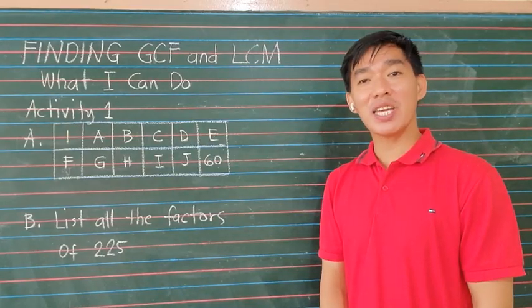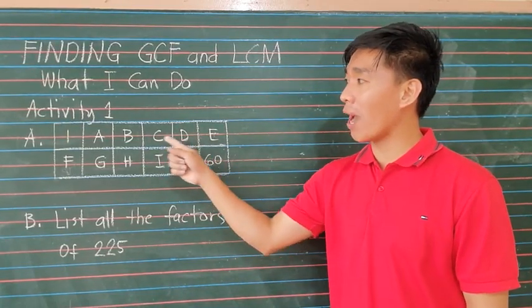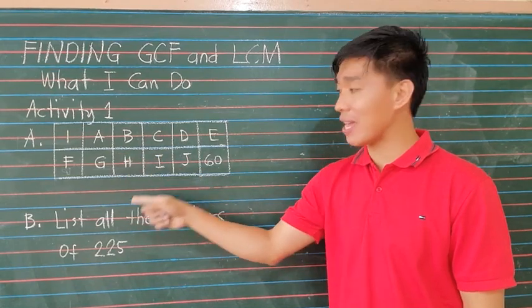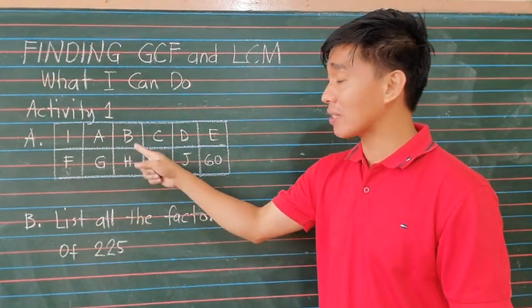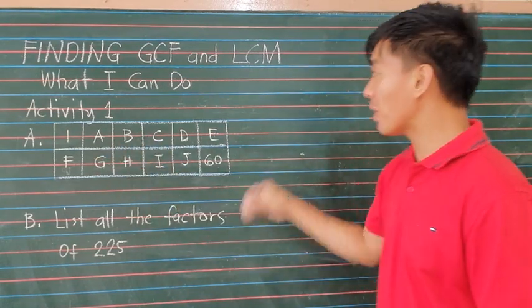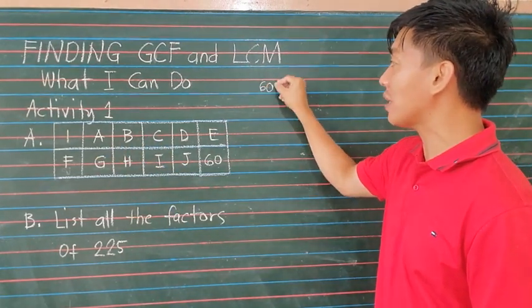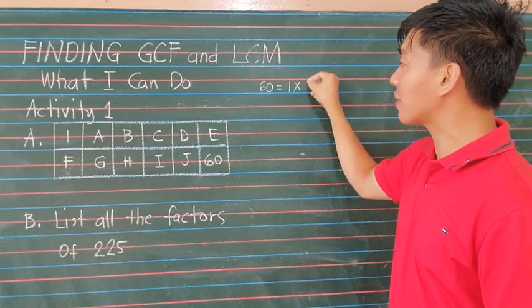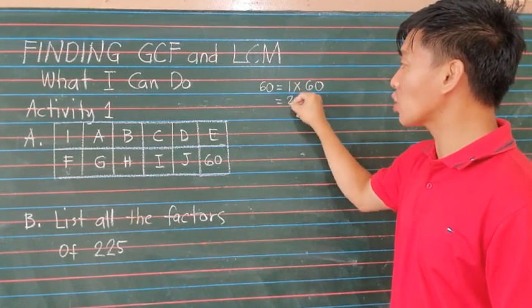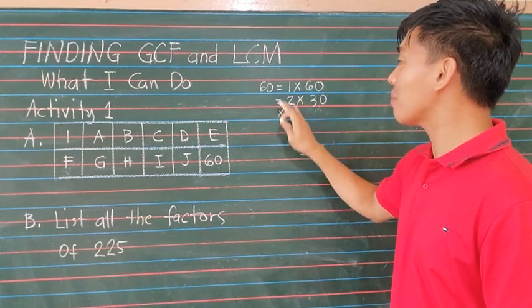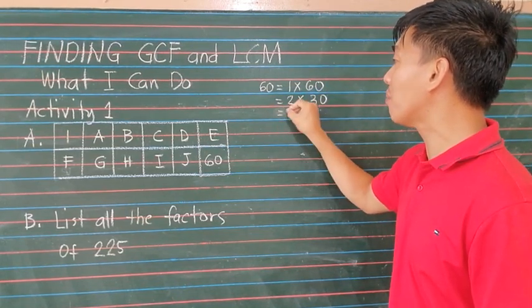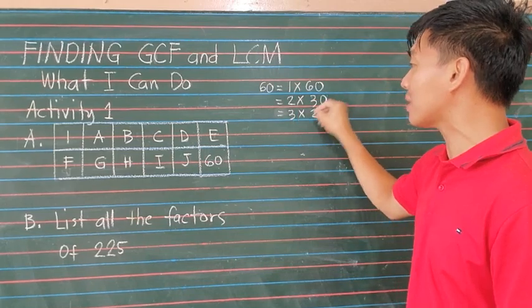And now, let us see what are the answers for activity 1, letter A and B. For activity number 1, letter A, the factors of 60 are the following. 60 is equal to 1 times 60. That is also divisible by 2, so 2 times 30. At the same time, that is also divisible by 3, that's 3 times 20.